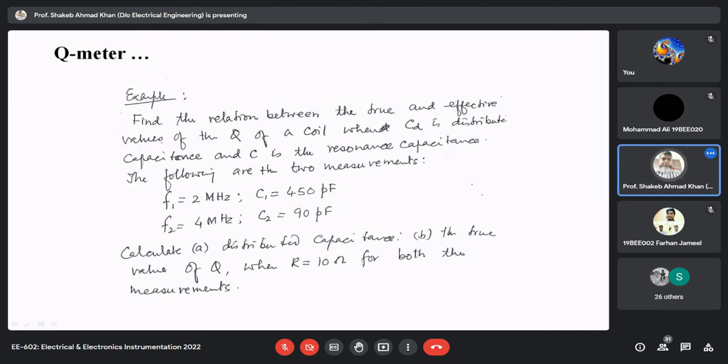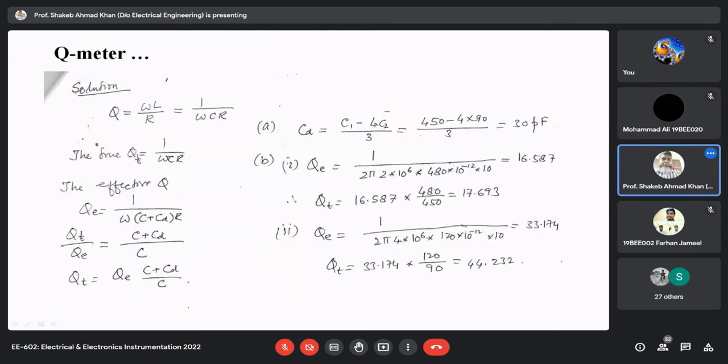In this numerical problem, find the relation between the true and effective value of the Q of a coil, when CD is the distributed capacitance and C is the resonance capacitance. Following are the two measurements, F1 C1 and F2 C2. You can see that F2 is twice of F1. Calculate the distribution capacitance and the true value of the Q when R is equal to 10 ohm for both the measurements. Coil resistance is given.